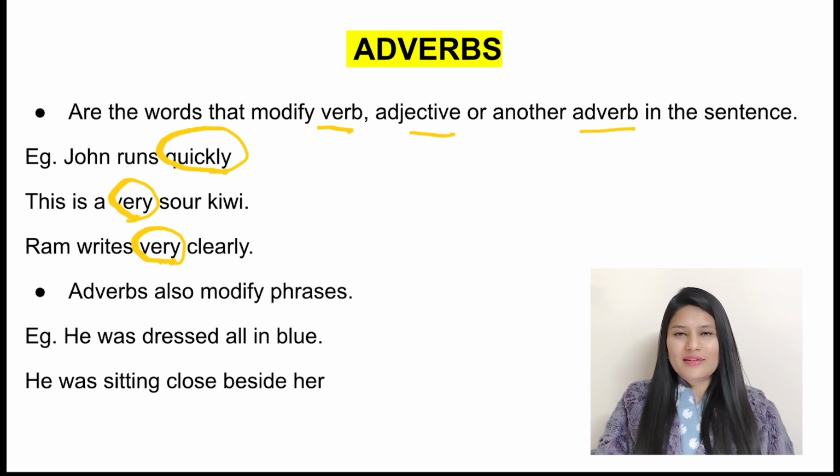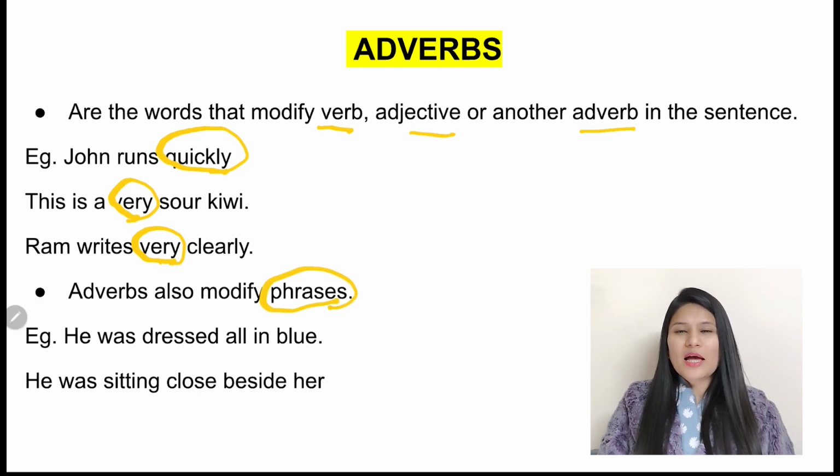Ram writes very clearly. Here in this sentence, clearly is an adverb and very is again an adverb, and very is modifying clearly. In this sentence, we come to know how Ram writes. Ram writes clearly. Ram writes very clearly. So very is highlighting clearly. So in these three sentences, we came to know how an adverb modifies a verb, an adjective and another adverb in a sentence. In certain cases, an adverb also modifies phrases.